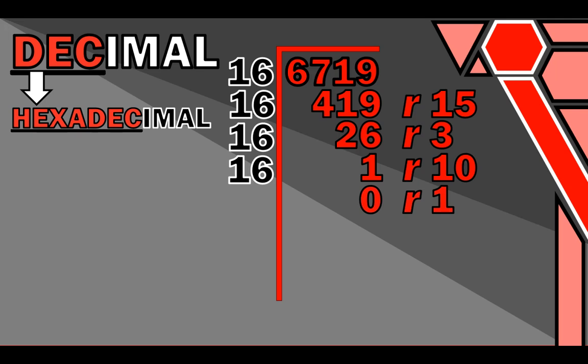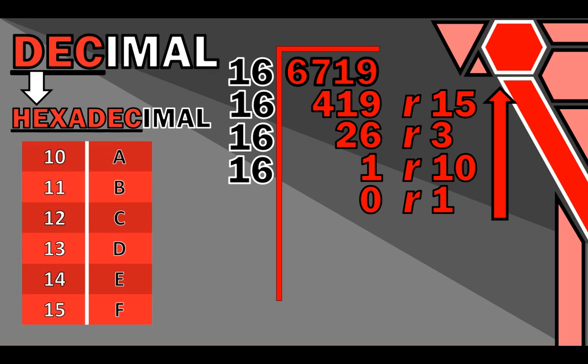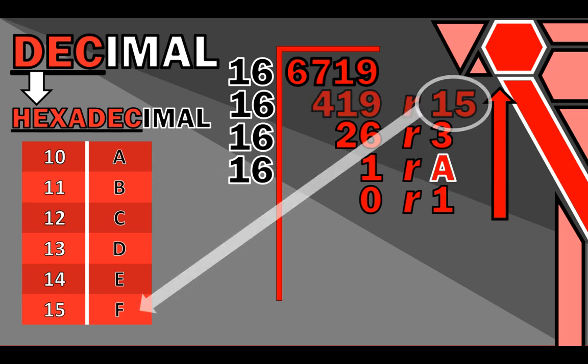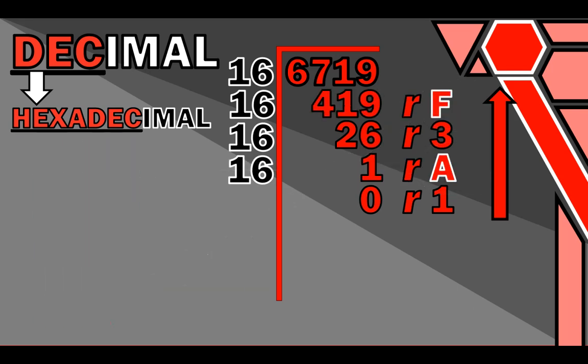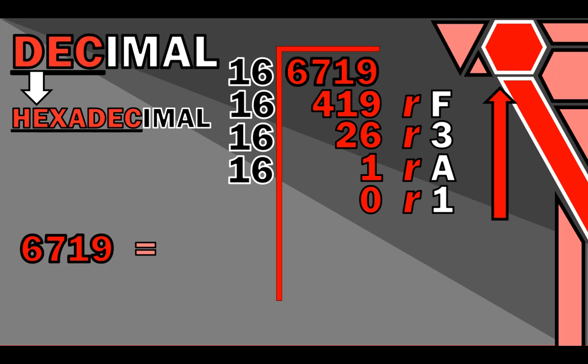Now I want you to look at all those remainders, but I want you to look at them from the bottom up. Take that 1, 10, 3, and 15. But we first want to convert the 2-digit numbers into their letter equivalent. So the 10 changes to the letter A, and that 15 changes to the letter F. And now we go from the bottom up, and there we have our answer that 3,719 is equal to 1A3F in hexadecimal.